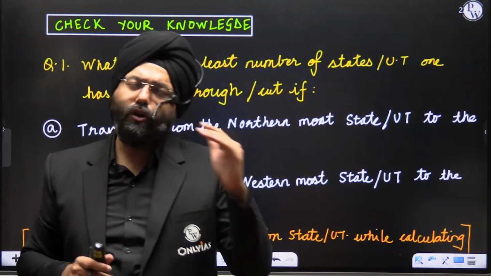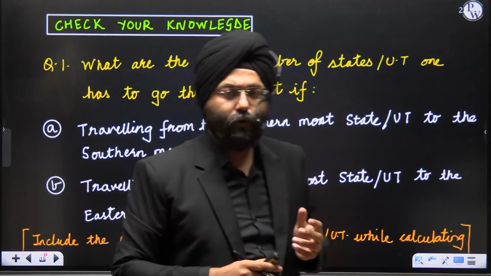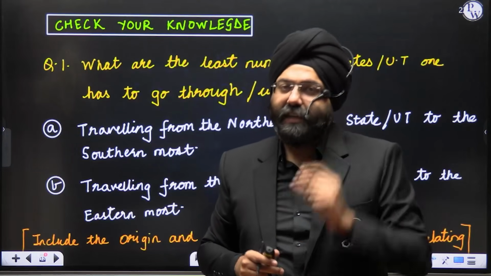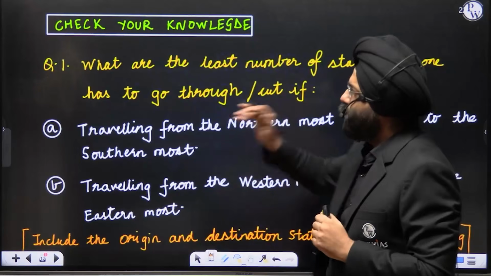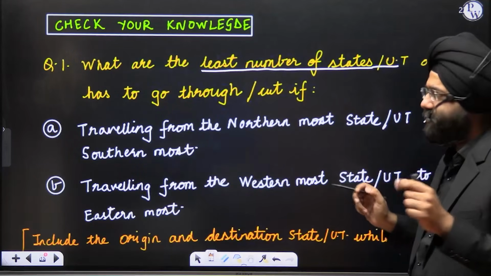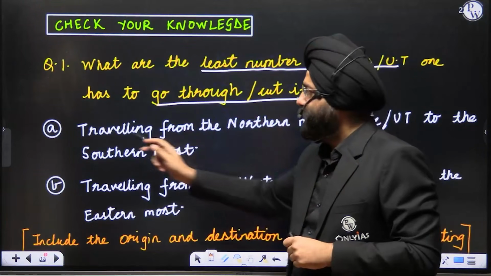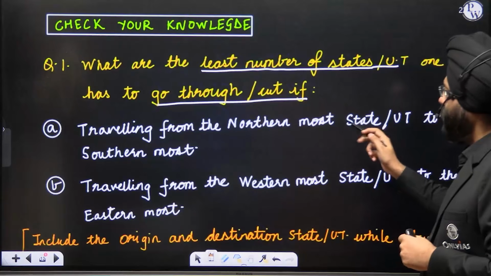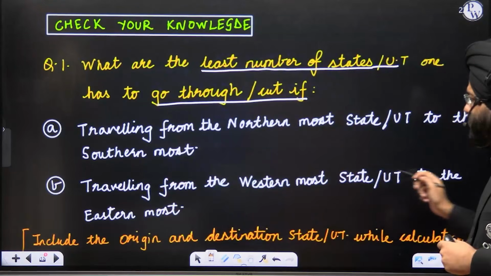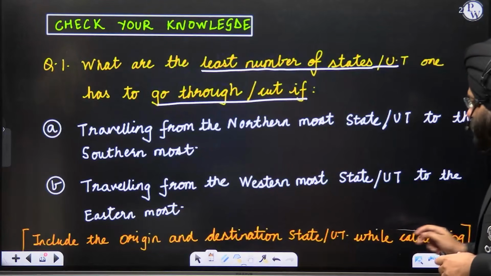Clear? Next. Now, something for you to solve, and every aspirant who's watching this particular video, take this as a quiz. In all the lectures we do, there will be certain IQ-based questions for you from my side, and you have to write the answers in the comment section. Let's see what the question is. The question is, what are the least number of states or union territories one has to go through or cut if traveling from the northernmost state or union territory to the southernmost, and traveling from the westernmost state or union territory to the easternmost, including the origin and destination state or union territory.